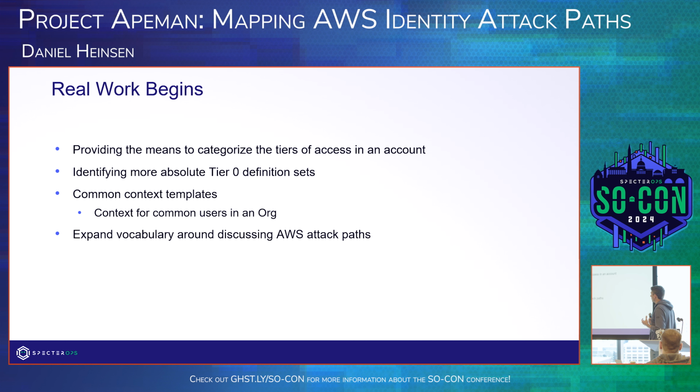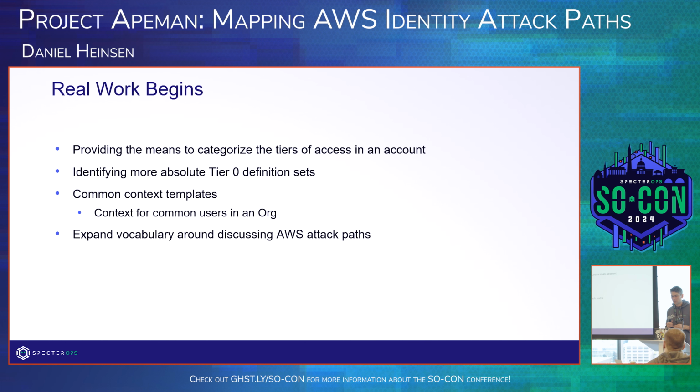We want to have a way to categorize access in any given account. And my dream is to have this JSON set that's in a public repository saying, here's all of the known tier 0 paths or tier 0 combinations for AWS that you can ingest and run. And we want to have context templates.